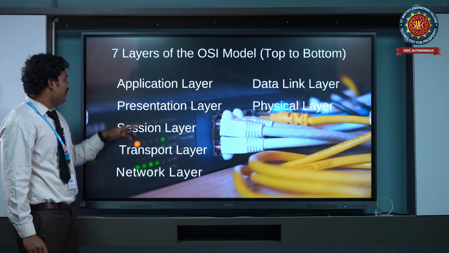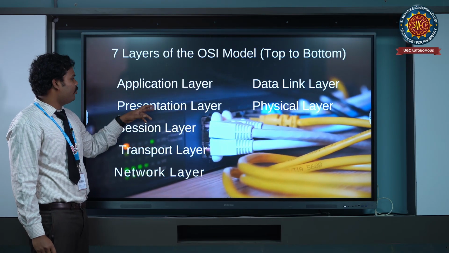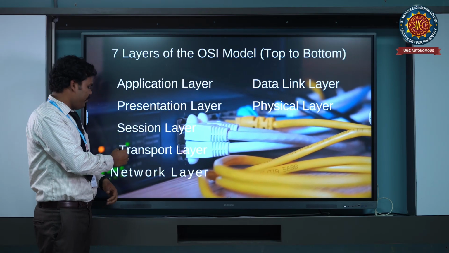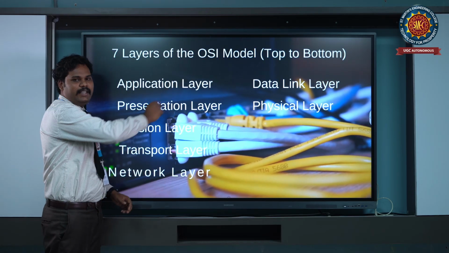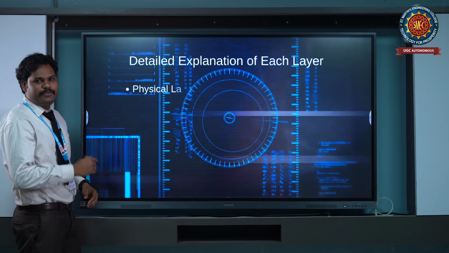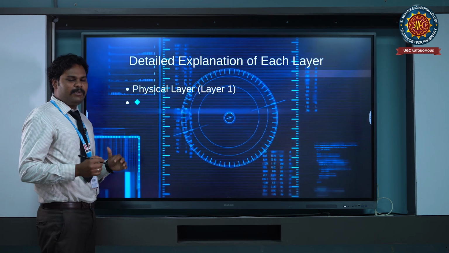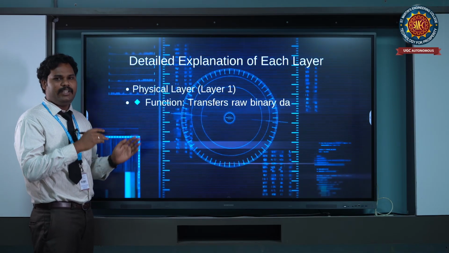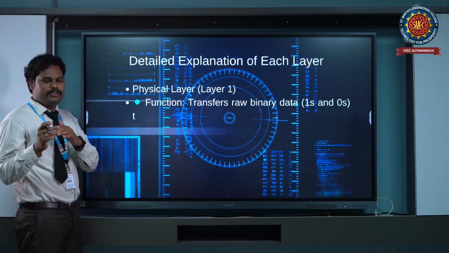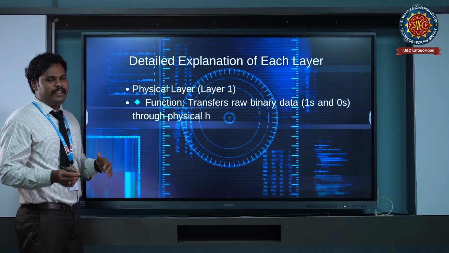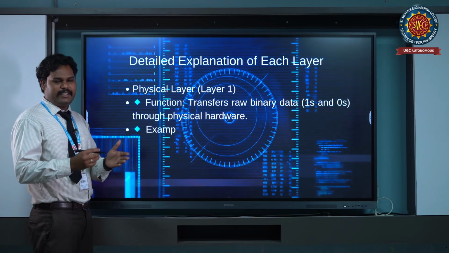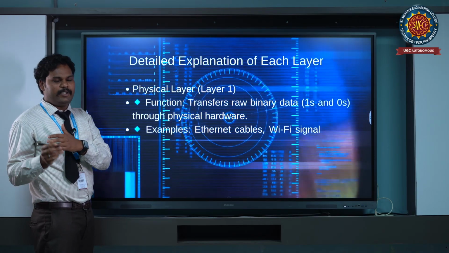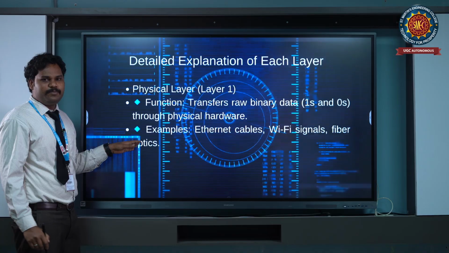The 7 layers, with a top to bottom approach, are the application layer, presentation layer, session layer, transport layer, network layer, data link layer, and physical layer. I'm going to the first, the physical layer. The physical layer is the bottom layer. The physical layer converts and transmits data as zeros and ones from sender to receiver. Examples are Ethernet, Bluetooth, and Wi-Fi, used in the physical layer.